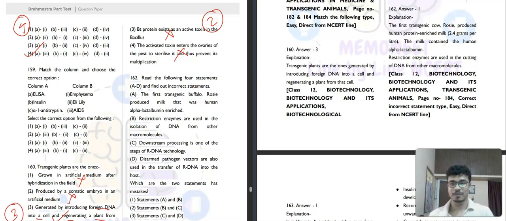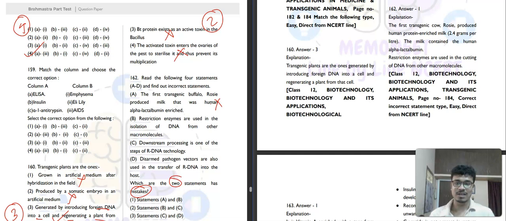What does it say? Read the following statements and find which of the statements has a mistake. So, we need to find the incorrect statement. Let's see. Now, the first transgenic buffalo, Rosie, produced milk that was human alpha-lactalbumin enriched. So, the milk contained... So this is not correct.